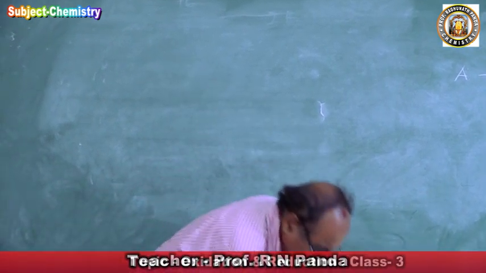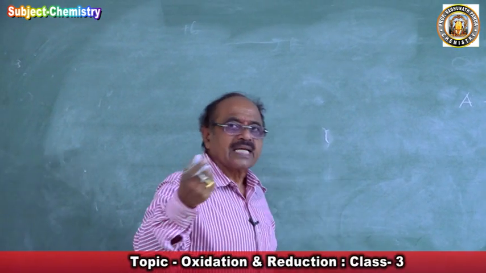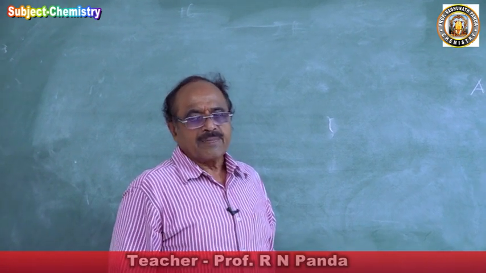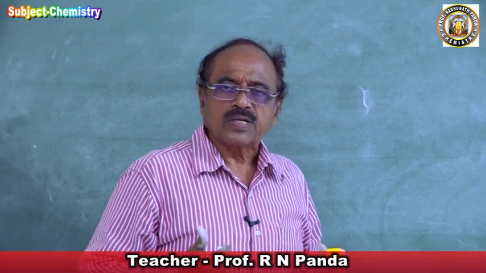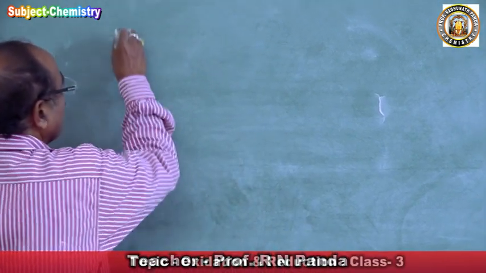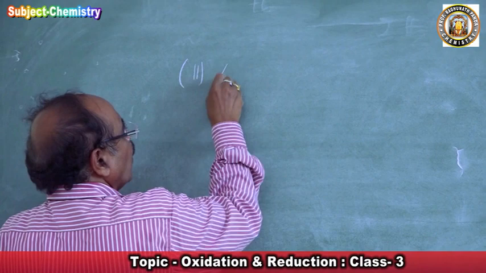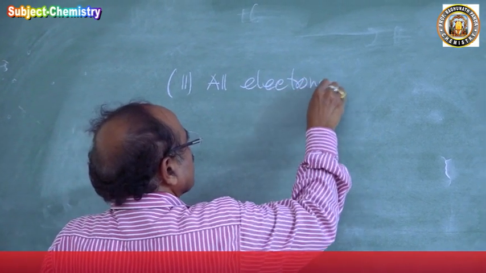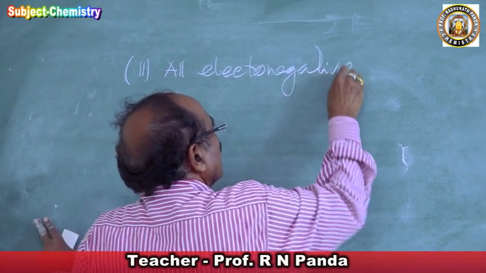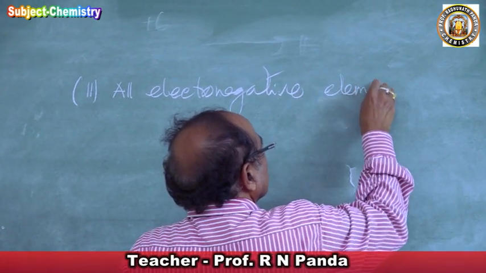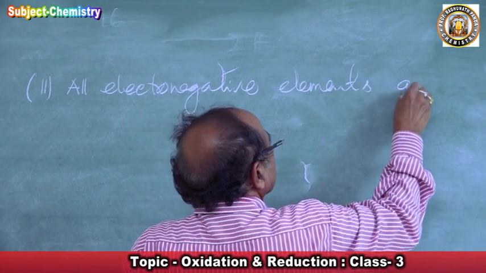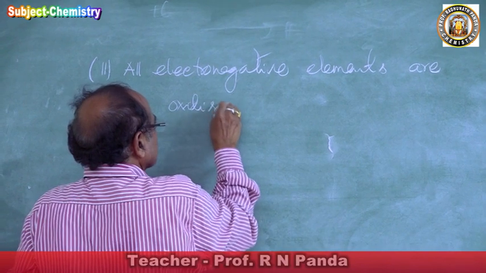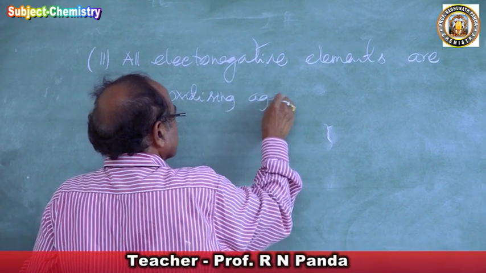So the substances which are capable of contributing nascent oxygen during chemical reaction can be used as a very good oxidizing agent. Second point, removal of hydrogen. Who will remove hydrogen? All electronegative elements are oxidizing agents.